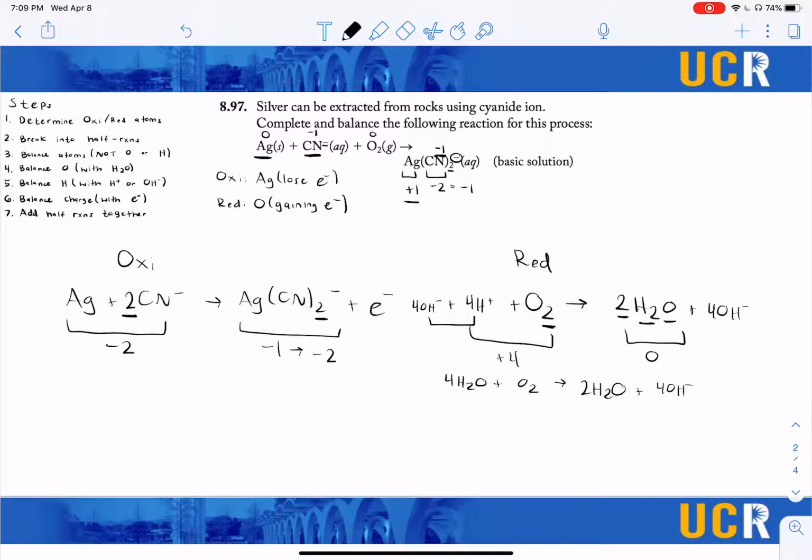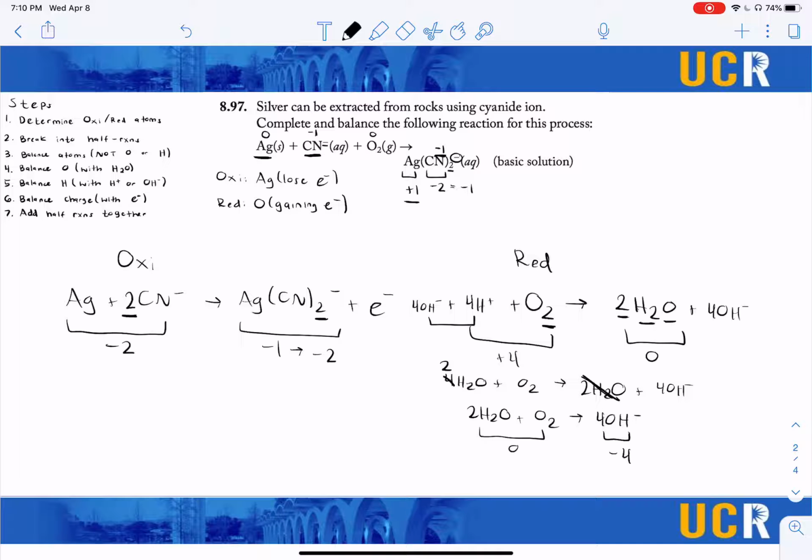Perfect. And now we can cancel out the waters on both sides because we have 4 on the left side and 2 on the right side. So we can totally get rid of this one and change this one into a 2. Okay, perfect. So now the charge on the left side is going to be 0, and the charge on the right side, -4.